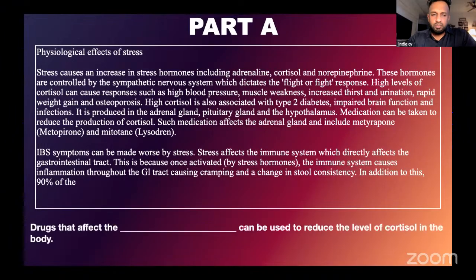Now see this question. The question says, drugs that affect the dash can be used to reduce the level of cortisol in the body. Okay, now before you even read the question, one more thing you need to understand. Apart from noticing these words before the blank space, there is one more thing you need to be very clear about in your mind: whenever you read a question, you should be able to identify the noun and verb of the question. Which are the noun words that you can see? Underline them quickly.